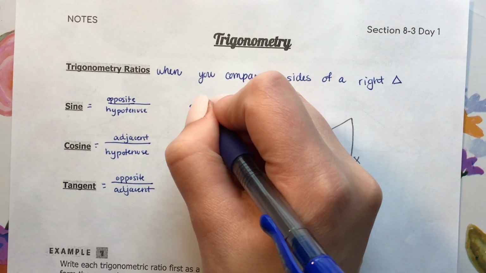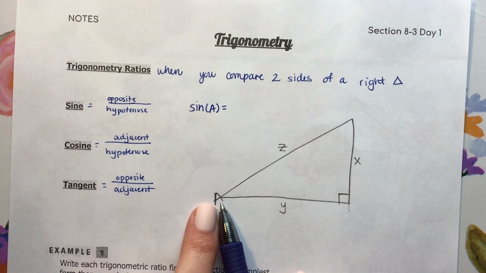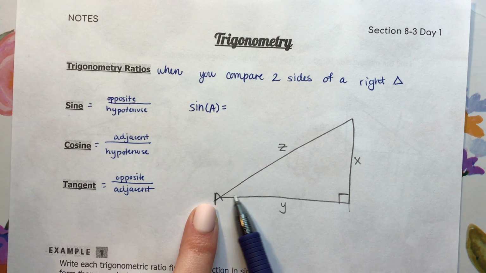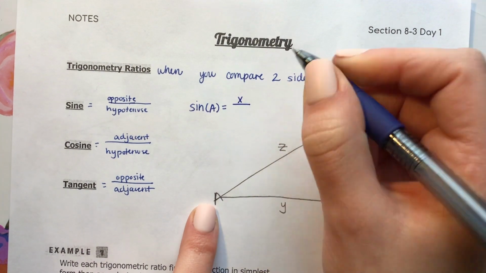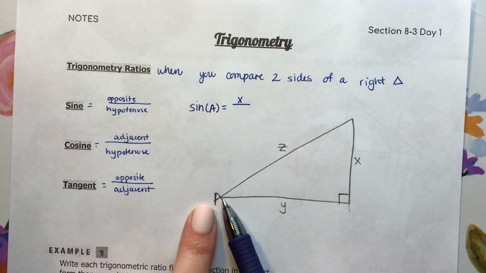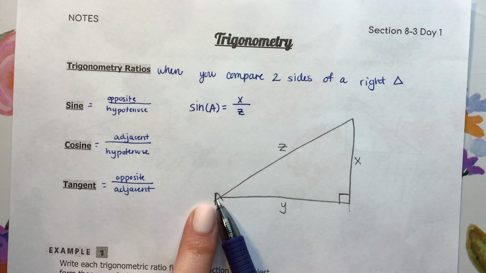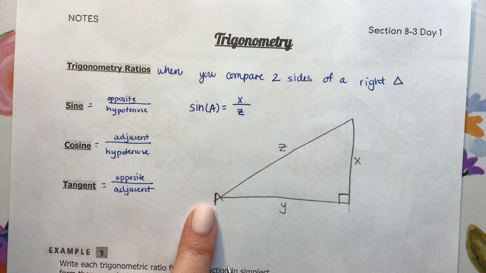So I have the sine of A is equal to, so here's my angle, and I want to know the sine of this angle. So I'm going to go back up here to my definition, and it says opposite over hypotenuse. Well, the opposite side from angle A is on the opposite end of the triangle, so it's way over here, X. So I'm going to put X over, and then the hypotenuse of the triangle is the longest side, Z. So sine of A is comparing the opposite side of the triangle from A to the hypotenuse.